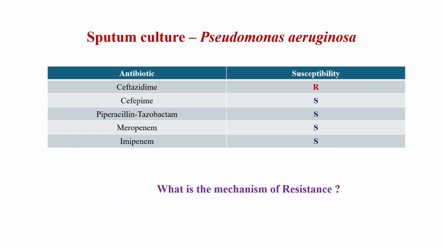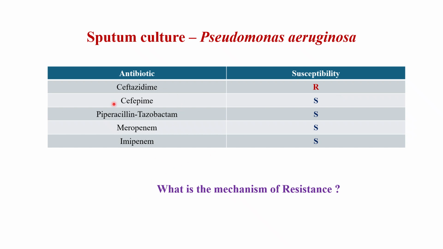Let's move to another case, sputum culture Pseudomonas aeruginosa. It is an AmpC producer, right? It is ceftazidime resistant and cefepime susceptible. So we discussed three important mechanisms of resistance in Pseudomonas. One is PDCs, Pseudomonas-derived cephalosporinases; loss of OprD; and efflux pumps, MexAB-OprM. So in this particular case, this is an AmpC producer, like a Pseudomonas-derived cephalosporinase.